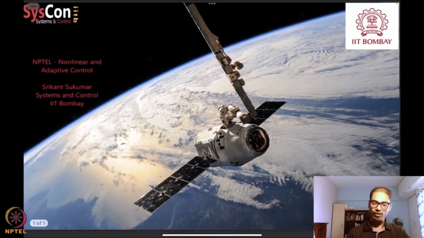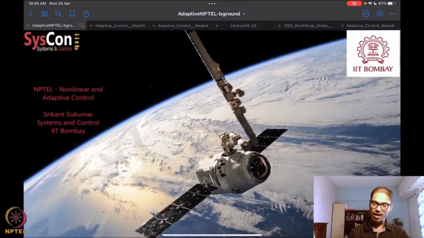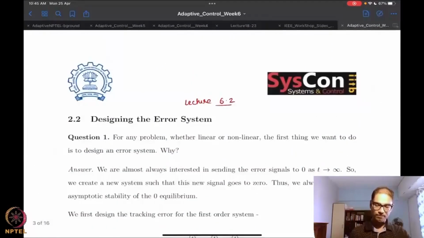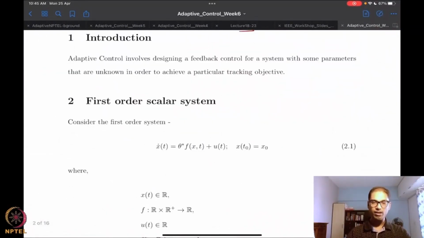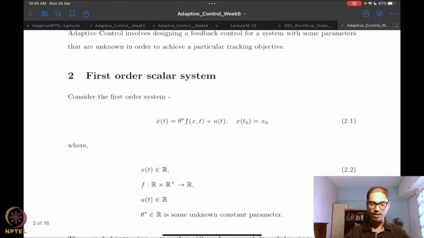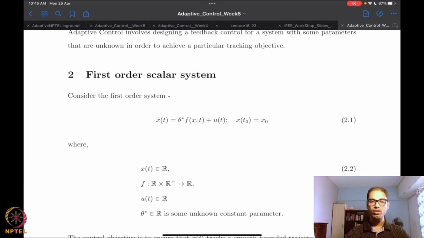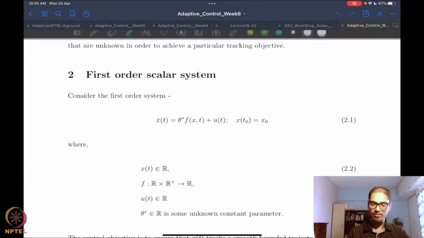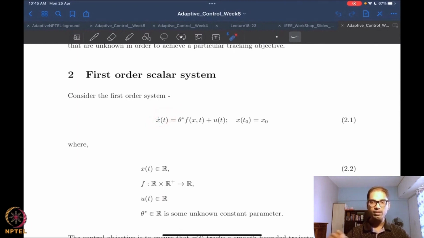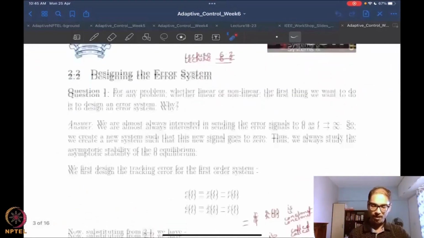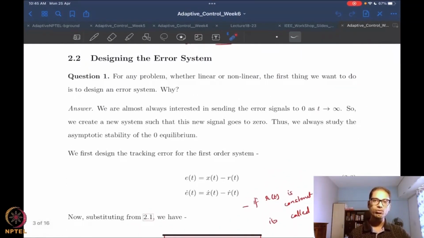All right. So a little bit more detail on what we have been looking at. We started with our first adaptive control problem, and this was a first order scalar system. So it's a first order differential equation describing the system, and of course, it's scalar valued states. Therefore, we are dealing with a first order scalar system where the unknowns appear linearly and are assumed to be constant.